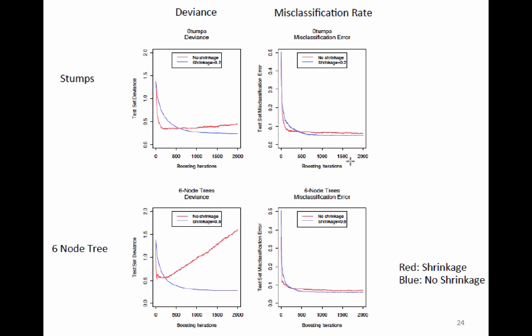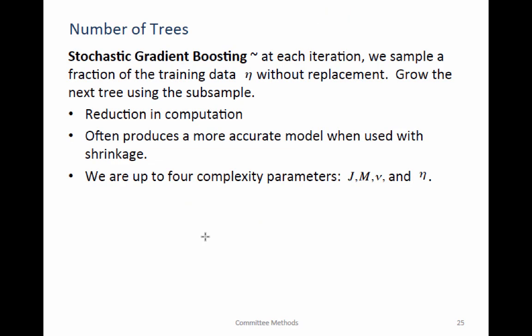The misclassification rate in general is not as sensitive, even with richer trees, the 6-node tree, to this type of erratic behavior. And in this particular case, the shrinkage does not appear to benefit as much as it would with the deviance. Okay.